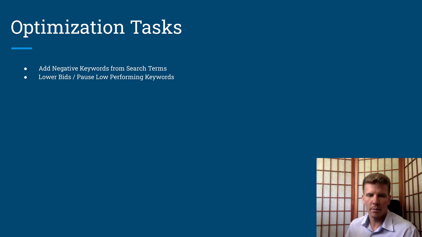Now that's if you're doing manual bids. So in the early stages, you might do that. But eventually, once you switch to automated bidding, you just pause that low performer or bring it into its own ad group or campaign.